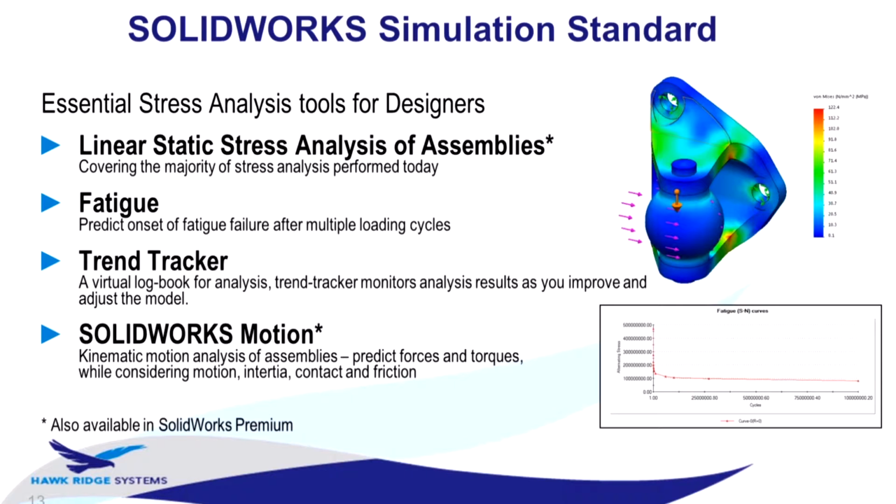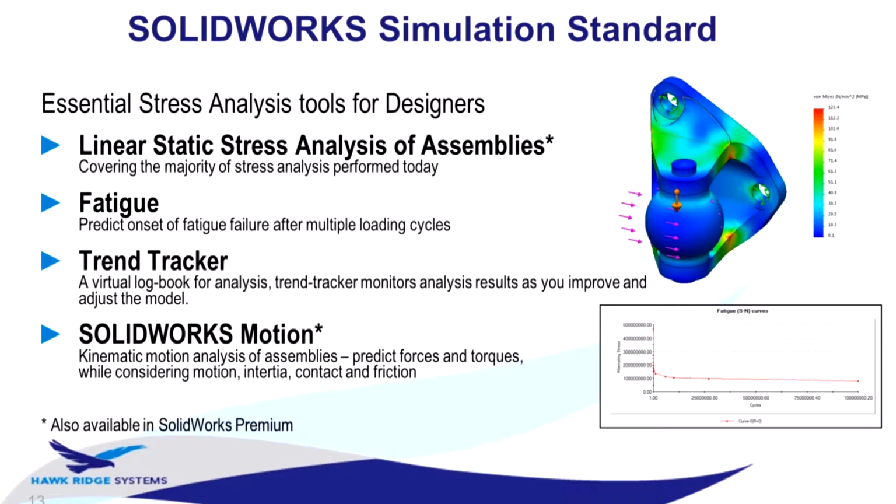Okay, and the primary thing that this does is linear static stress analysis of assemblies. This is the bread and butter of stress analysis. It's probably 60 to 80% of all analysis that is performed today. We assume a linear material model, so we're talking about metallic components or hard plastics below their yield strength, and we assume static loading, no dynamic effects, no vibration, no shock, those sorts of things.